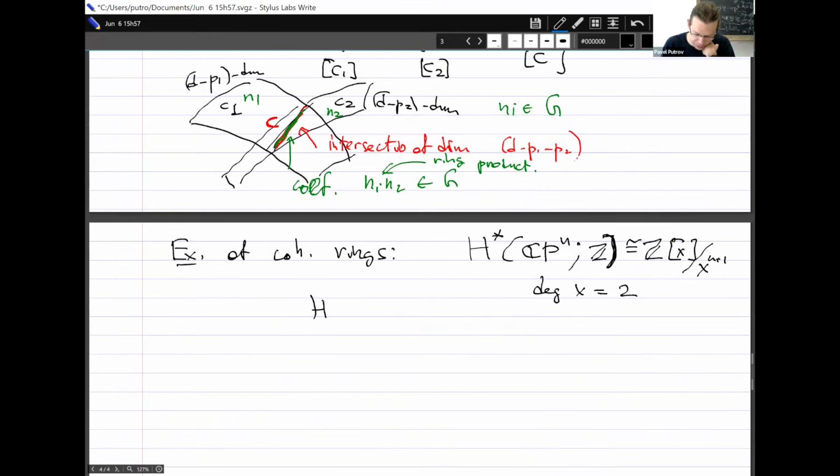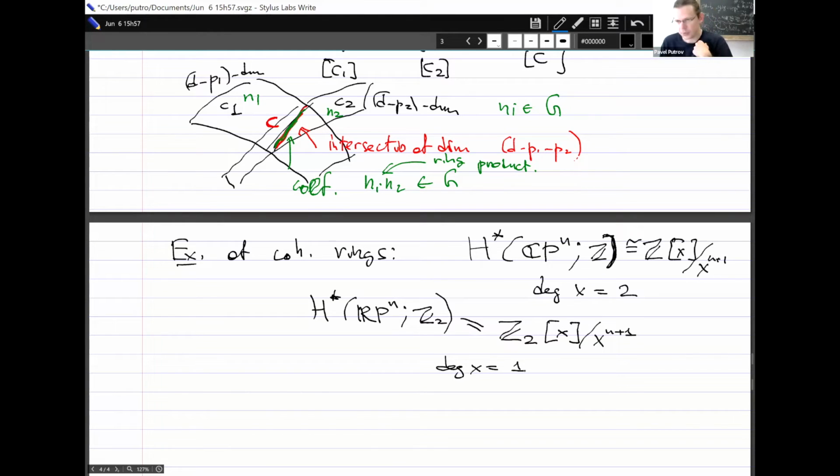And the other important example is the cohomology ring of RPn with Z2 coefficients. This is again a polynomial ring with Z2 coefficients modulo x to the n plus 1, and here the degree of x is 1. We have a single Z2 generator in each degree.